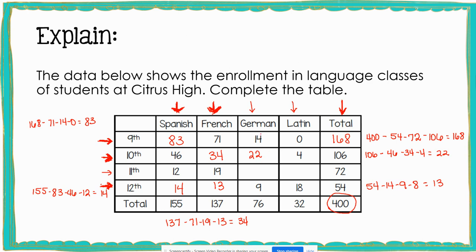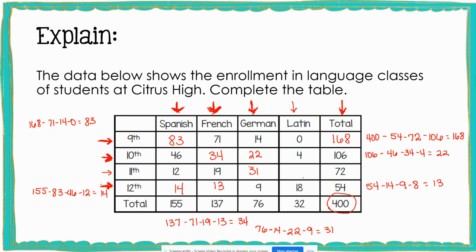Now that I have this number, you can see that I am only missing one number in my German column. So we can figure out that missing number. I know that there are 76 total students who took German. So to figure out how many of those were in 11th grade, I'm going to do 76 minus 14 minus 22 minus 9. When I do that, I'm going to get 31. So this means that there are 31 11th graders who took German.